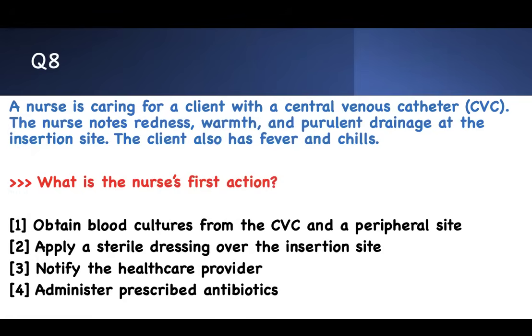And next is caring for a client with a central venous catheter. Note redness, warmth, purulent drainage at the insertion site. The client also has fever and chills. What do you think? This is infection. That's all. All these bars red is infection. What is the next first action? If you have a patient who has a central line and has infection, what will you do?